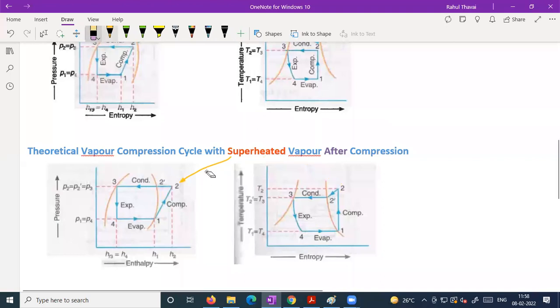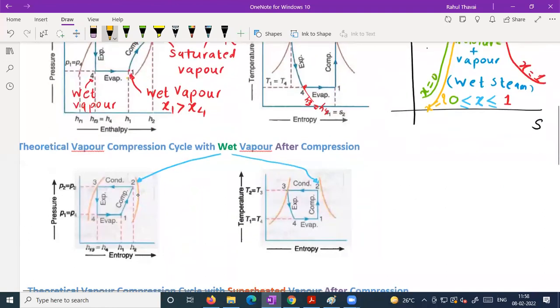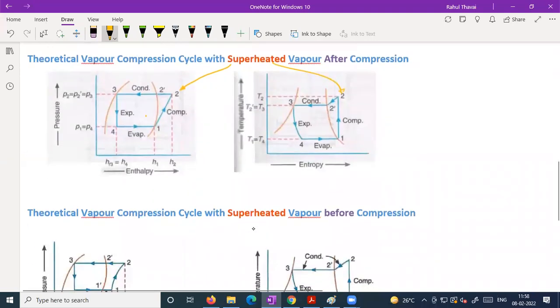See here, all of you. Then it is said to be superheated. See this point number two, it's superheated, right? After the compression, it is superheated. First it was dry, then it is wet, then it is superheated. Rest of the entire process will remain the same.